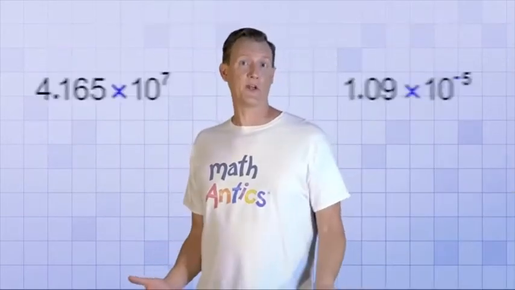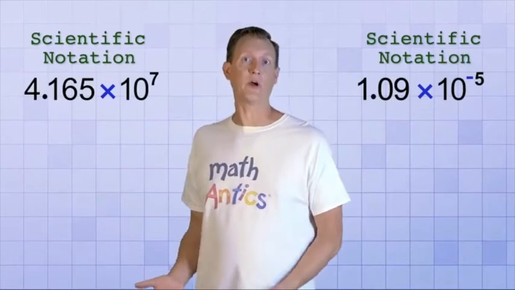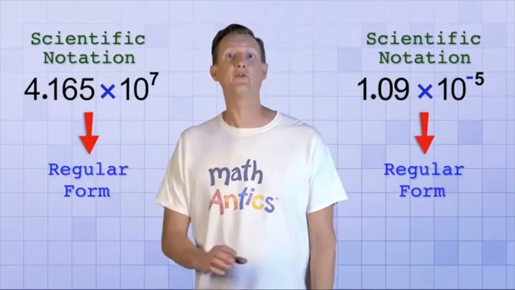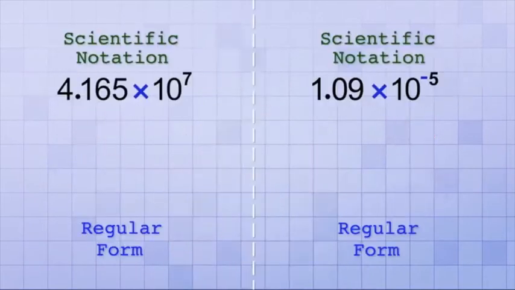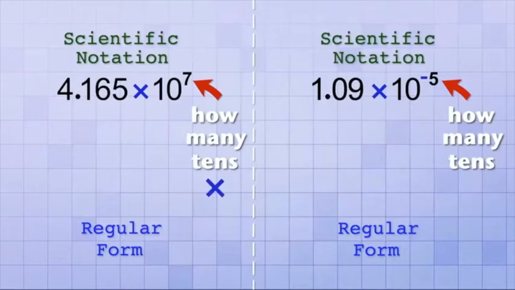But what if we start out with numbers that are in scientific notation and want to convert them into regular form? Let's do that with these two examples. The first step is to look at the exponent, which is the order of magnitude of the number. It tells you how many tens you'll need to multiply or divide by to get the number in regular form.